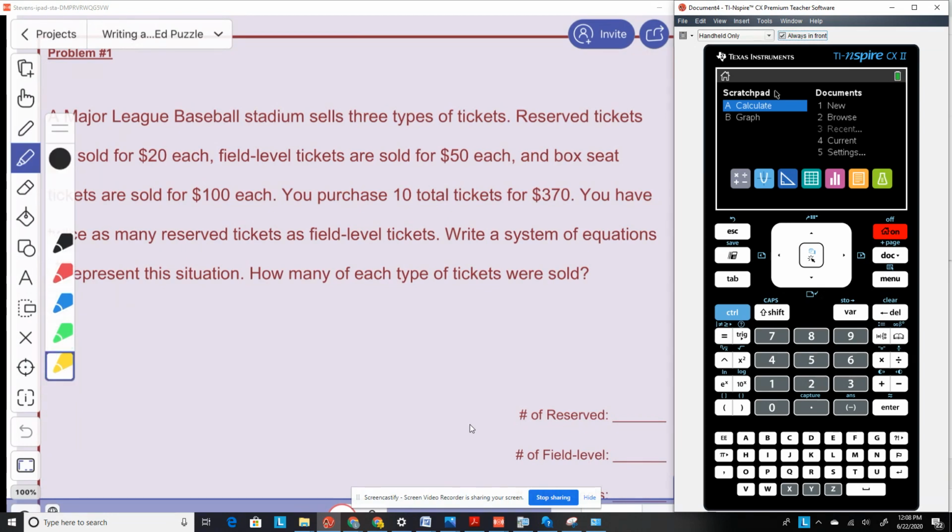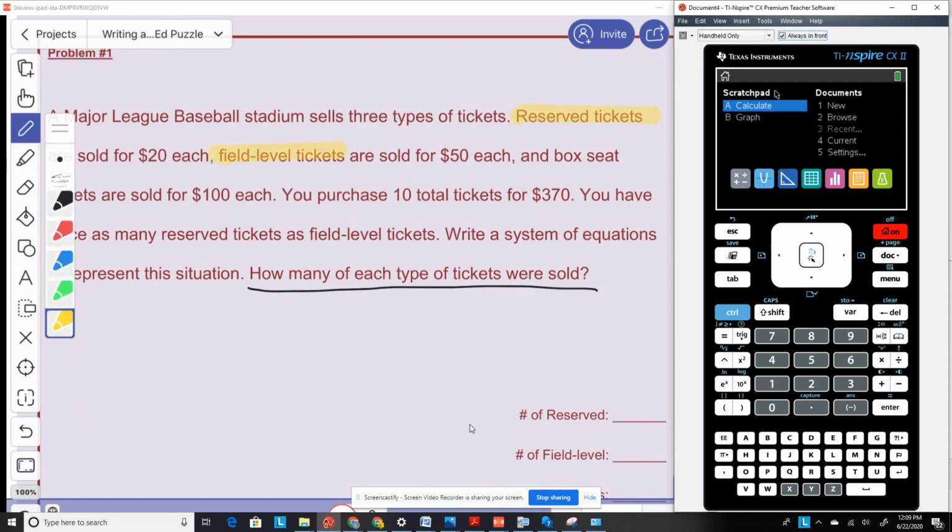So the important information I found was that it's asking me a question. It's asking me how many of each type were sold. So I'm looking at how many. Well, what were my types that I had? I had reserve tickets, I had field level tickets, and then I also had box seat tickets.